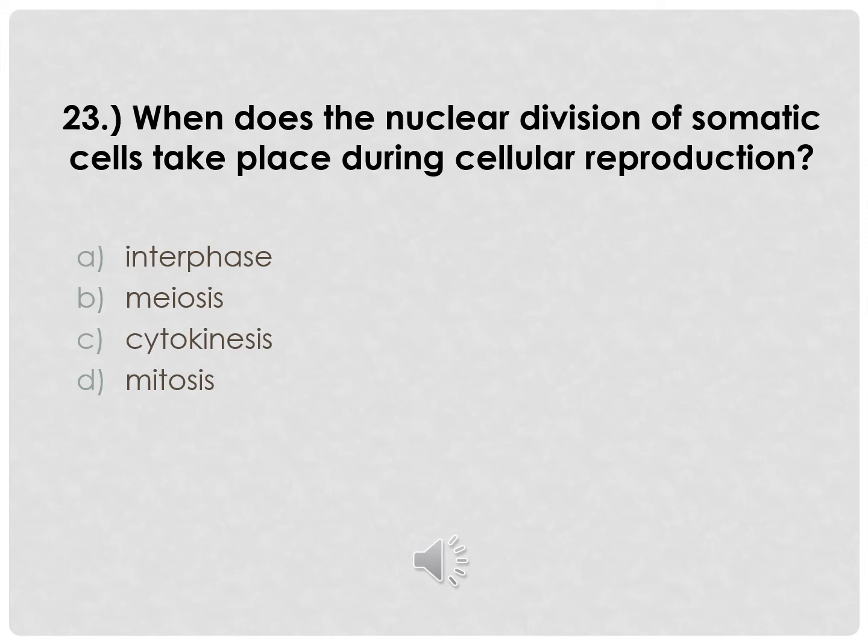be B, meiosis. It also cannot be A, because interphase is the time of cell growth and DNA replication. And cytokinesis, answer C, is the division of the cytoplasm. So the correct answer is D, mitosis.